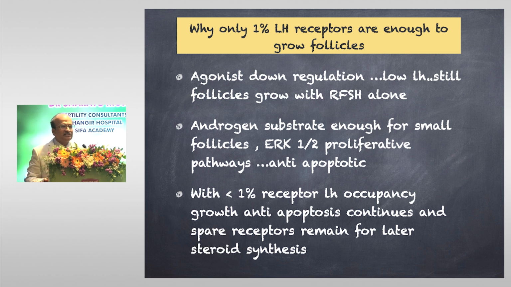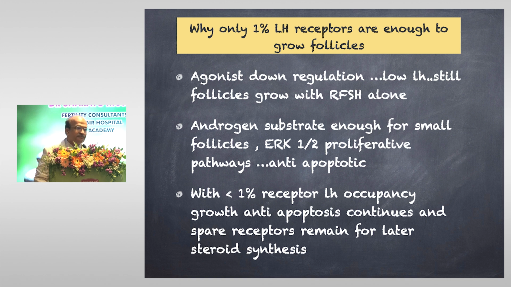Now, what we mean by spare receptors is there is a chunk of receptors, only 1% is occupied by LH, the rest are empty. But the androgen released from that is enough a substrate to grow the follicle, and the ERK pathway stimulated is enough to cause anti-apoptotic effect. Then what are the rest doing? The rest are waiting to get more LH. Once more LH comes, all the rest of the spare receptors are occupied, and now they suddenly start a high secretion of progesterone, which is necessary for maintenance of pregnancy. So the concept of having less than 1% LH receptor still holds true.